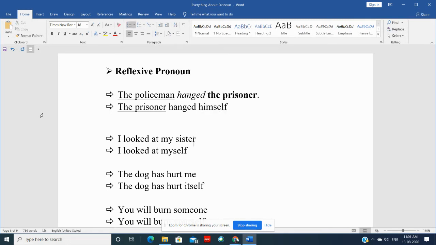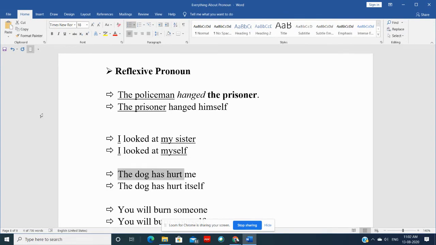Now, let's look at the next sentence. I looked at my sister. Again, the subject and the object are different. But when I say I looked at myself, here the subject and the object are the same. Here in the first sentence, they are different, whereas in this sentence, they are the same.